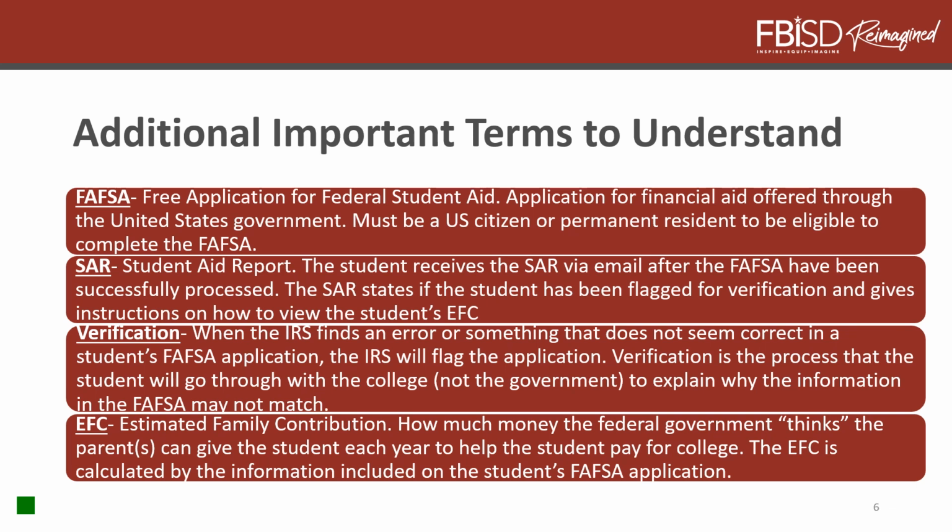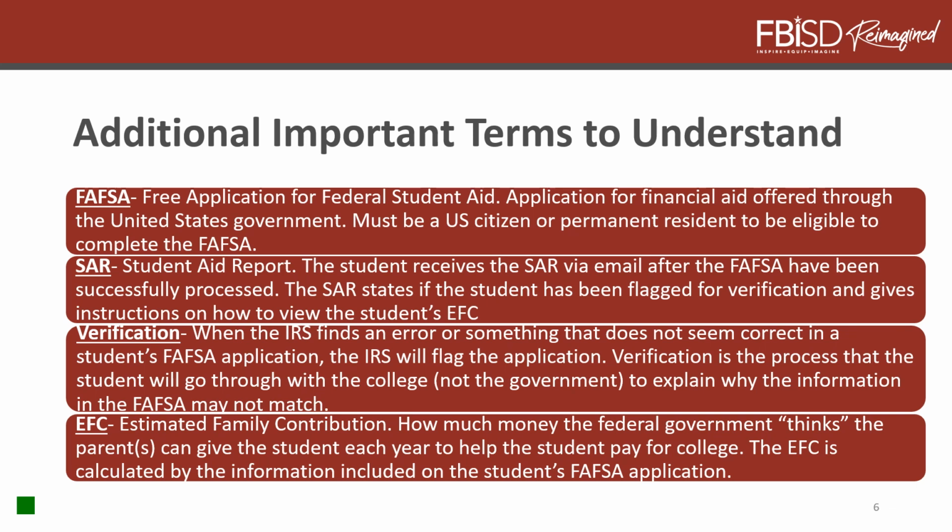Oftentimes, the students can clear up the verification by logging into their FAFSA and making corrections within the FAFSA application. If corrections cannot be made within the FAFSA application, the student will complete the verification process with the college, not with the federal government. The EFC is the estimated family contribution.